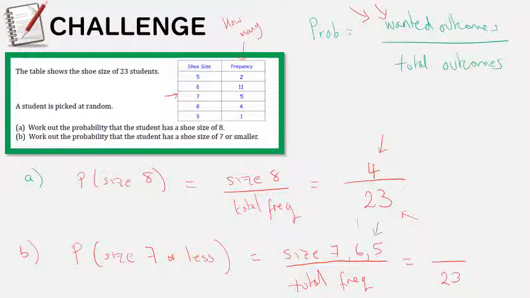So I've got that bottom bit sorted already. I just need to sort the top bit. Well, the number of people who have size 7 is 5. The number of people who have size 6 is 11. And the number of people who have size 5 is 2. So the top part of this fraction is going to be 5 plus 11 plus 2, which gives me 18. And so therefore our probability of being 7 or smaller is 18 out of 23.